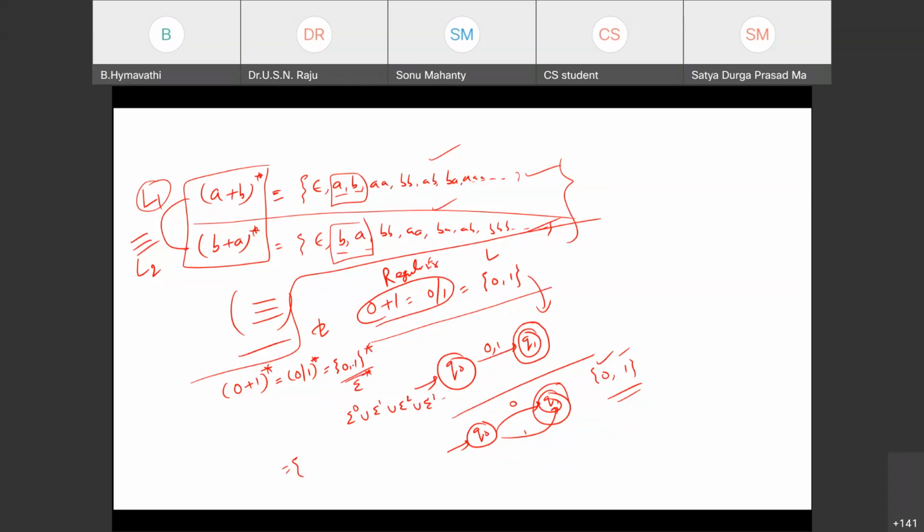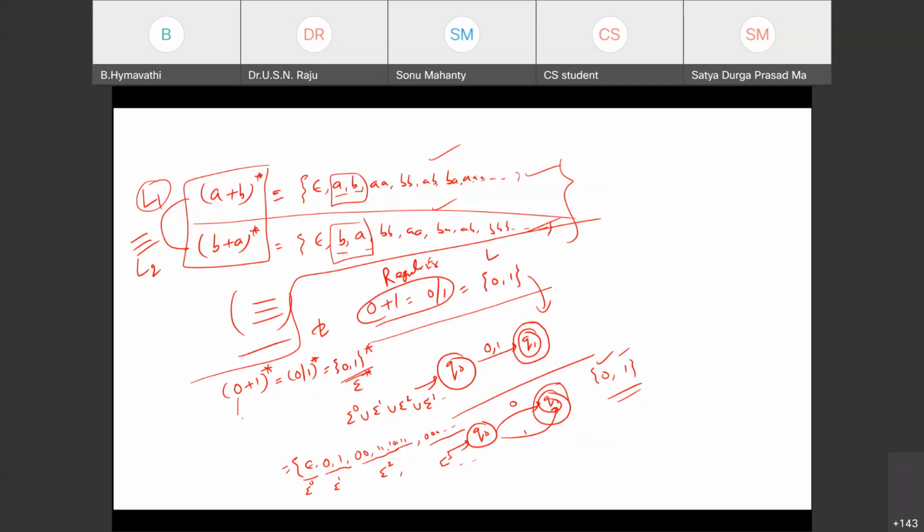So what is the language generated by this 0 plus 1 whole star? Epsilon, 0, 1, then double 0, double 1. This is nothing but sigma power 0. These two are considered sigma power 1, and 11, 10, 01 is nothing but sigma square, and triple 0 and so on. This is sigma square, sigma cube and so on. So this is 0 plus 1 whole star.